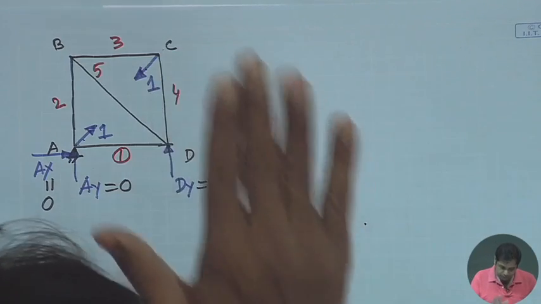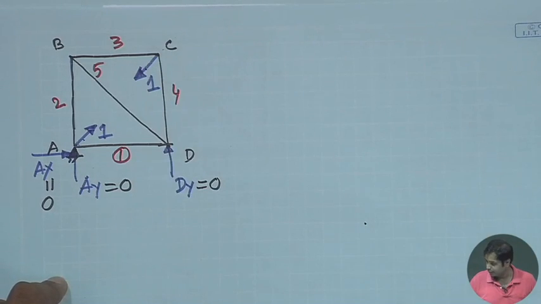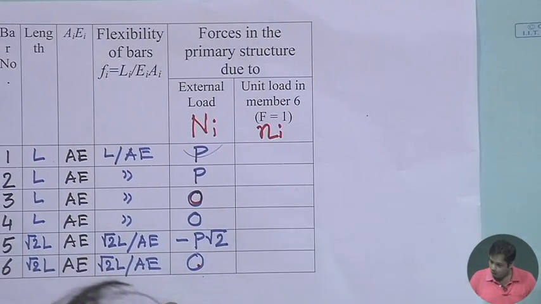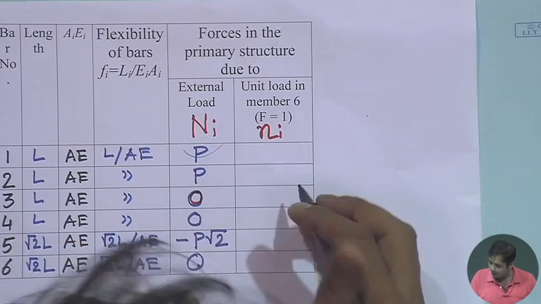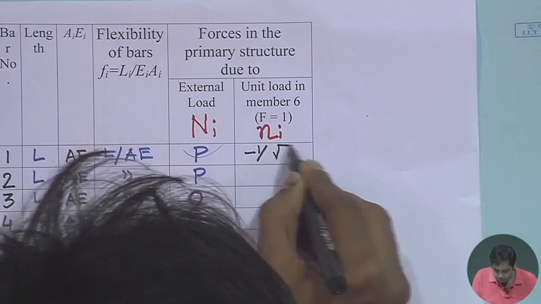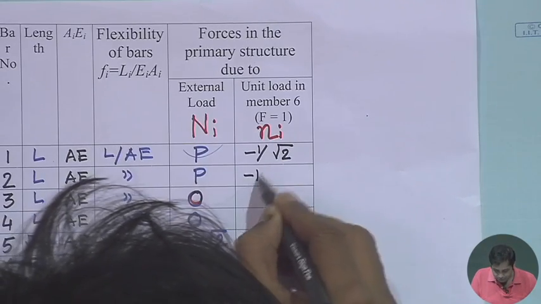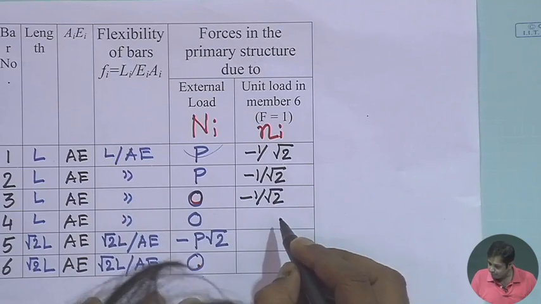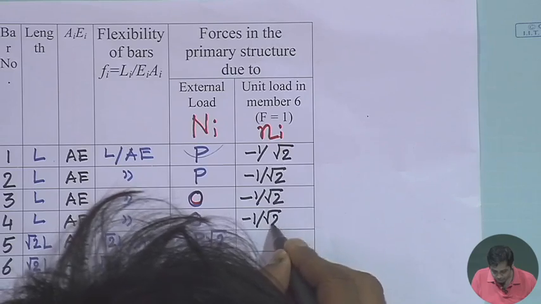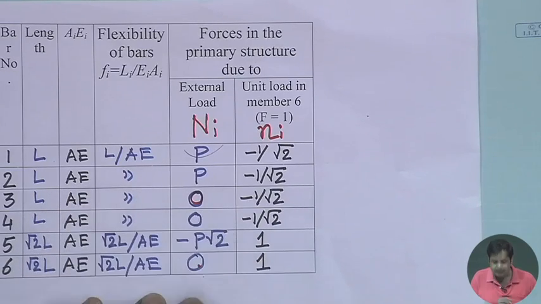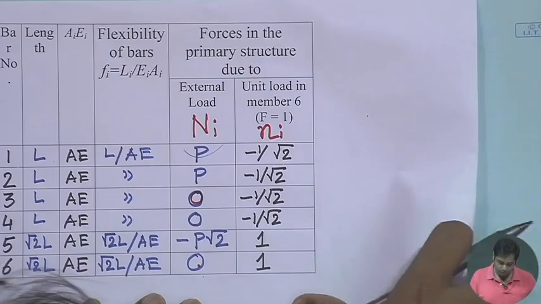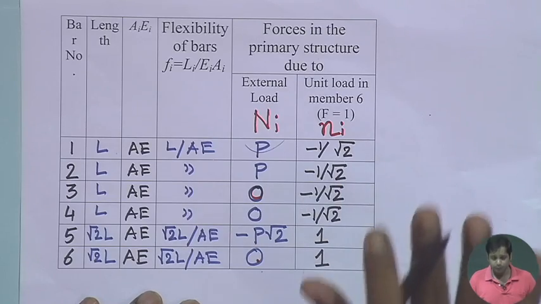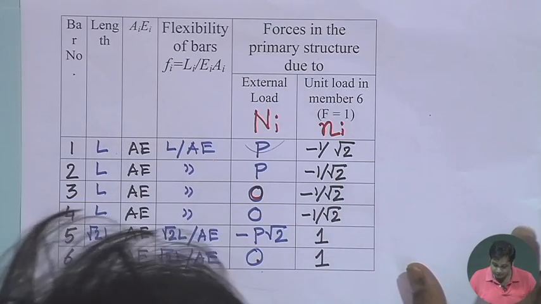I am not doing that exercise here because I have already calculated the forces. Let us write these forces here. N1 is minus 1 by root 2, N2 is minus 1 by root 2, N3 is again minus 1 by root 2, N4 is minus 1 by root 2, N5 is 1, and N6 is anyway 1 because we are applying unit load. I have not done this exercise because you know how to analyze a determinate truss.